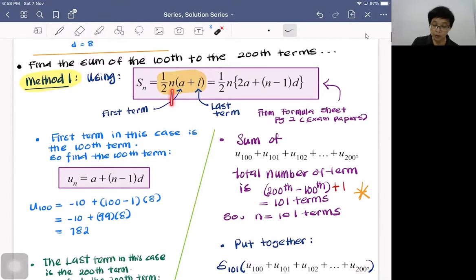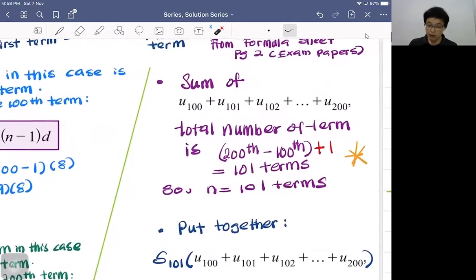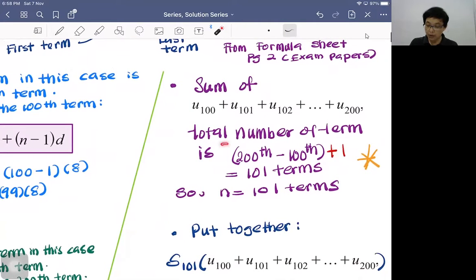Okay, now the next, in order to use this formula, you have known the 100th term, you have known the 200th term, you need to know the n. How many terms are there in between, including the 100th all the way to the 200th term? In order to find the total number of terms, we take the ordinal numbers, which is 200 minus 100 plus 1. And we know that it is altogether 101 terms. Therefore, n in this case is 101.